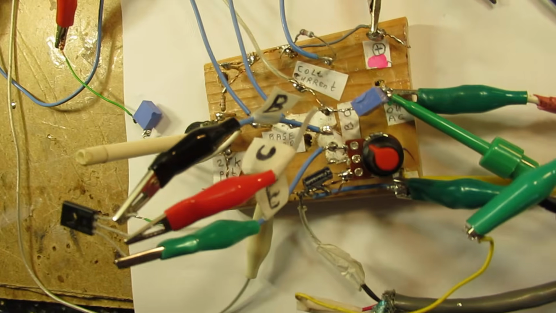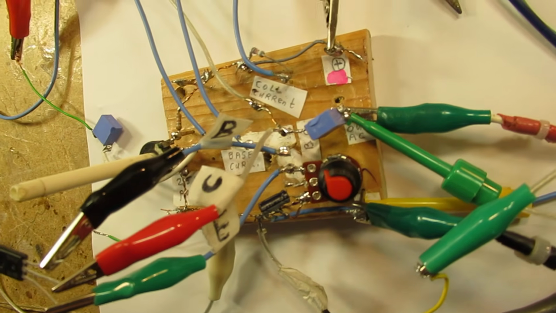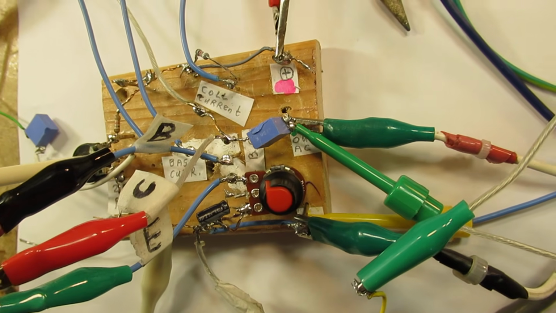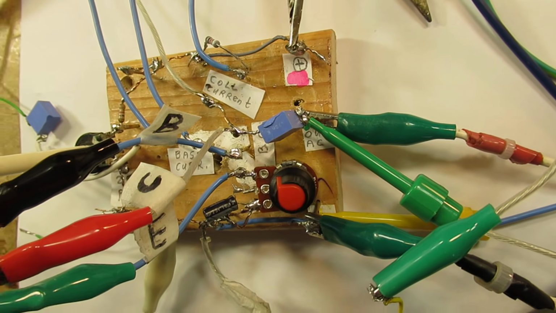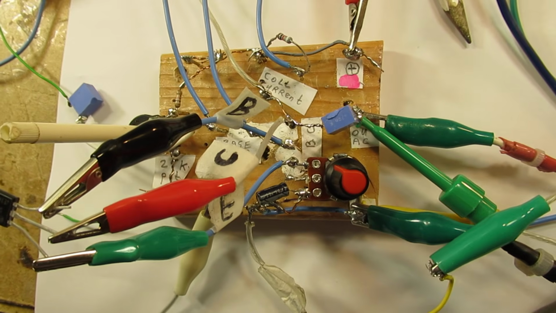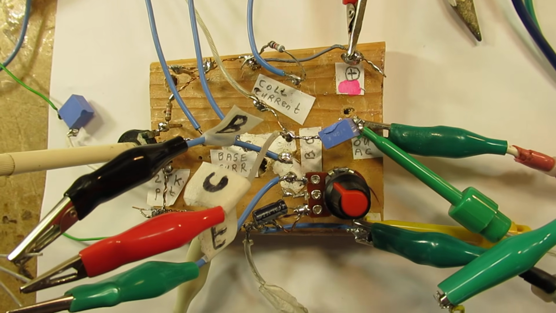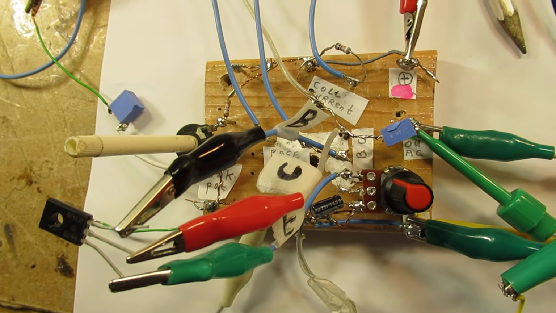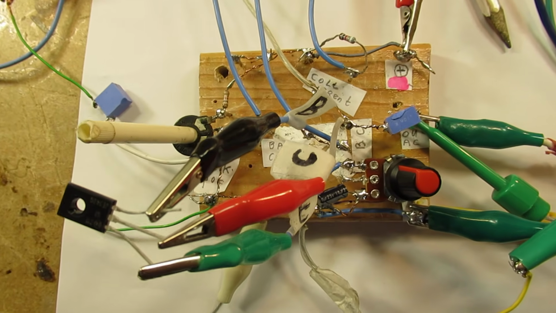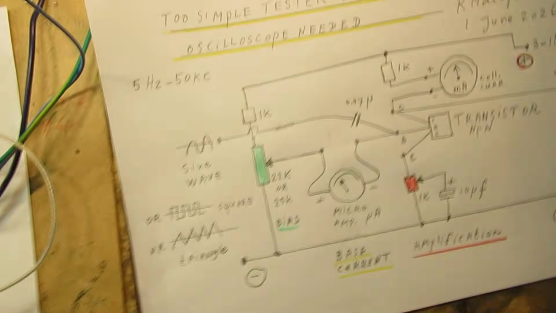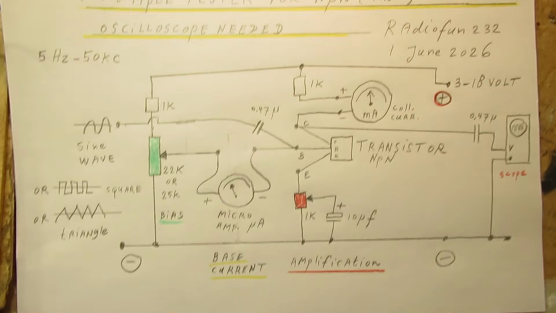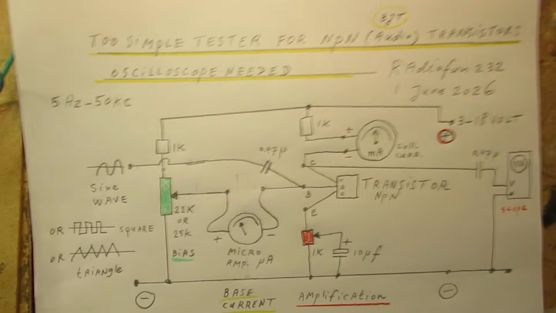My original idea was, let me see whether I can find a difference between a low noise NPN transistor and a normal NPN transistor. I could not find any difference, but of course this is a very primitive way of testing a transistor, and a more elaborate test has to be done. Anyway, this is the schematic, and I think it's interesting enough to show it.